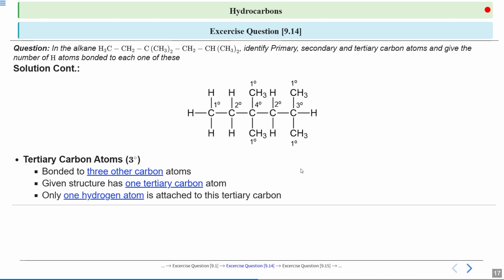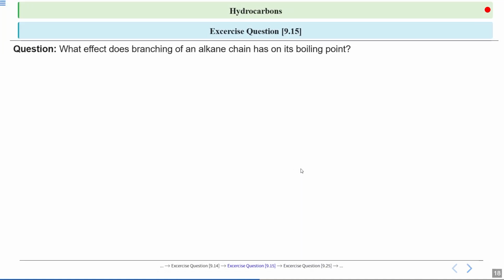This tertiary carbon atom has only one hydrogen atom attached to it. This is the typical characteristic of a tertiary carbon, as most of its bonds are with other carbon atoms. Now, let's move on to the exercise question 9.15.